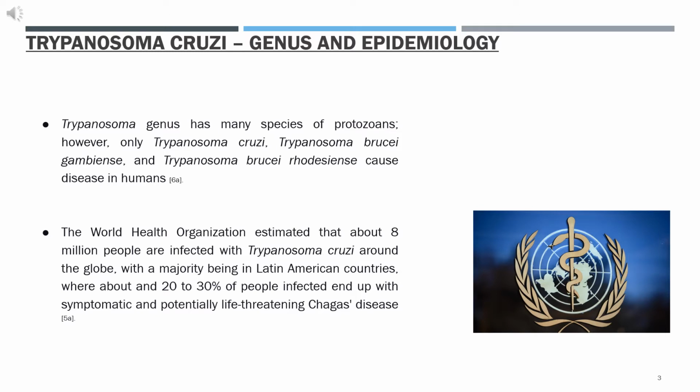The World Health Organization estimated about 8 million people are affected with T. cruzi around the globe, with the majority being in Latin American countries, where about 20 to 30% of people infected end up with symptomatic and potentially life-threatening Chagas disease.